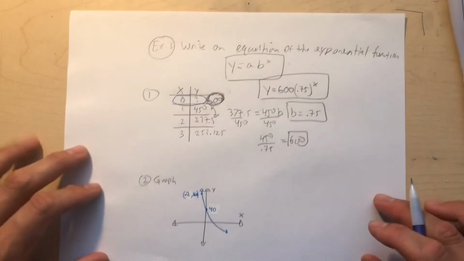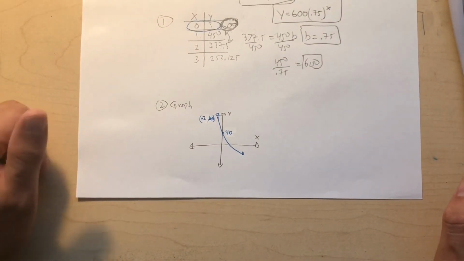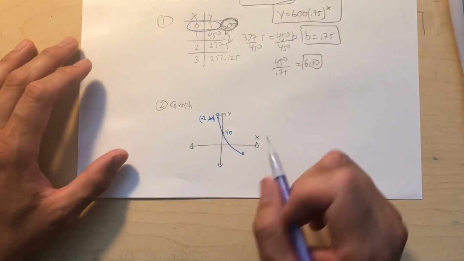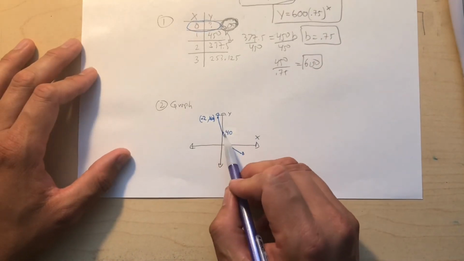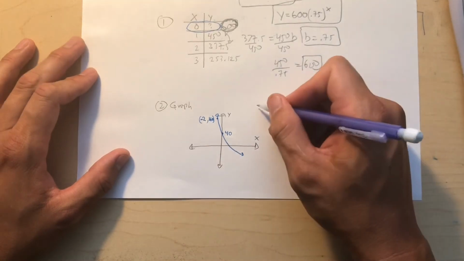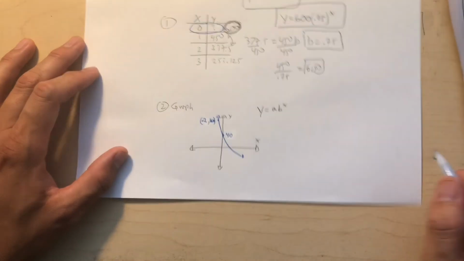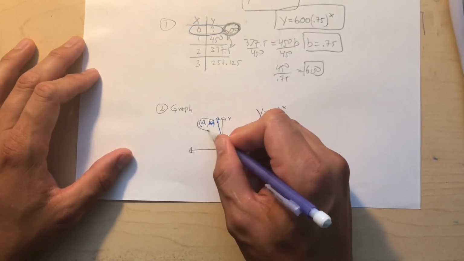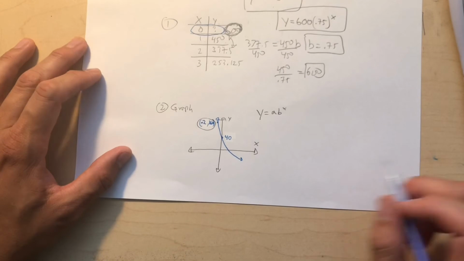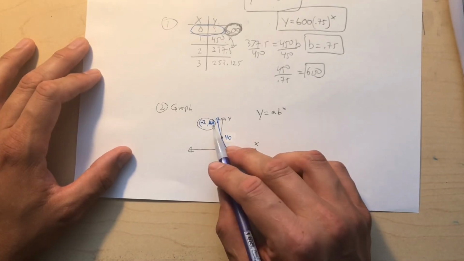All right, let's go and do our last problem. Now this one is actually pretty similar to what we just did earlier. Let's take a look. So this is 160 and 40. This is our equation: y is equal to a b to the power of x. I'm going to use this number right over here. I know that in negative 2 years, it's going to be 160.